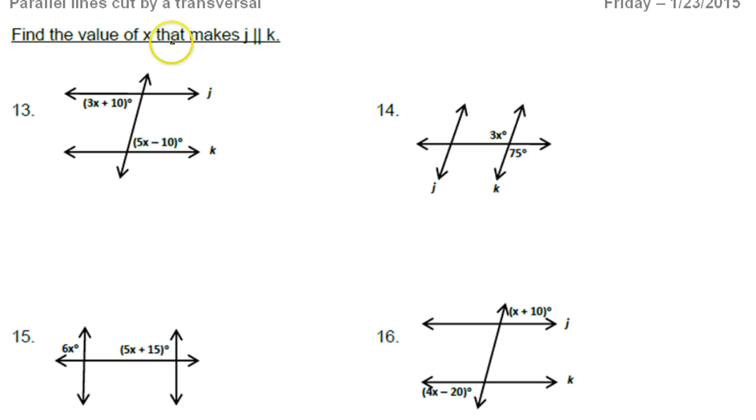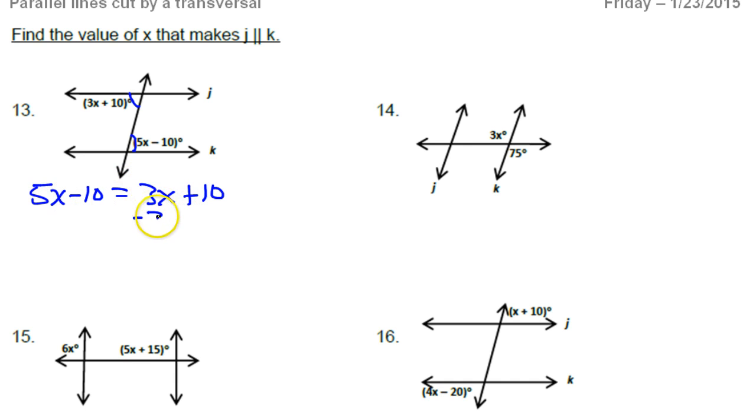Find the value of x that makes j parallel to k. Well, if j is supposed to be parallel to k, then angles like this should be congruent. Alternate interior angles. So once again, we're just setting these equal to each other. So 3x plus 10, let me do it the other way because I want positive numbers and such. So 5x minus 10 should equal 3x plus 10.